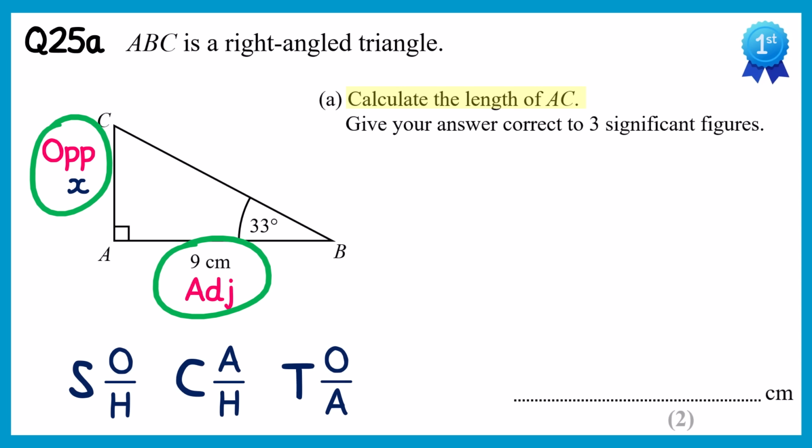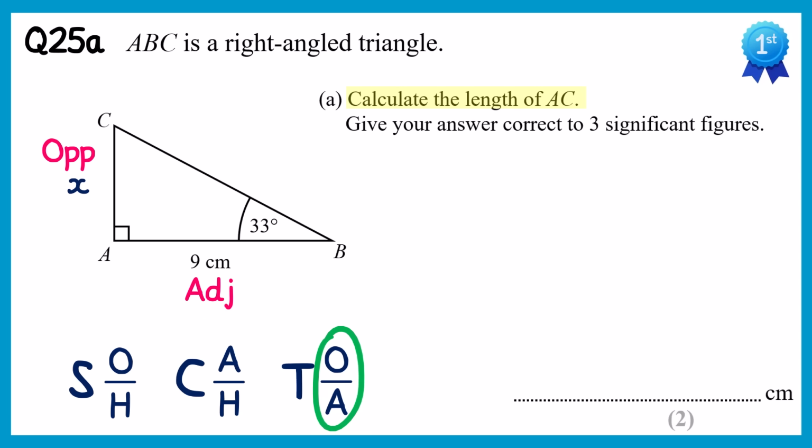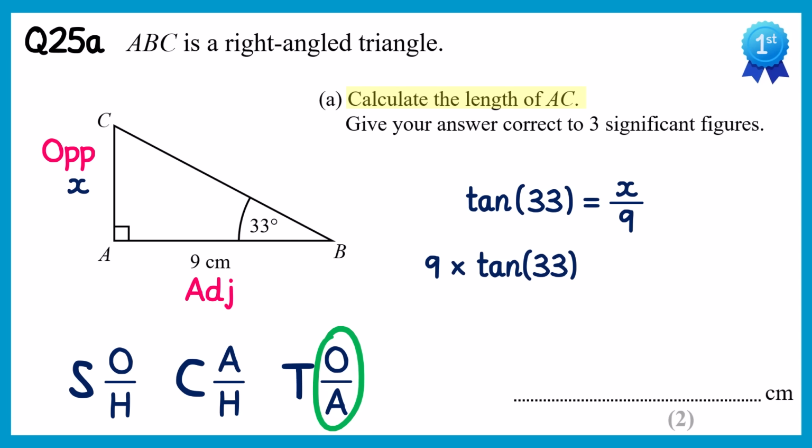We then write down SOHCAHTOA, and we're looking for the one that has the opposite and the adjacent in, and that one's tan, since it's O over A. So we can write down that tan of the angle, so tan of 33, is equal to the opposite, which was x, divided by the adjacent, which is 9. We can now solve this equation by multiplying both sides by 9. If we multiply by 9 on the left-hand side, we have 9 lots of tan 33, and if we multiply by 9 on the right-hand side, the 9s will cancel, so we just have x.